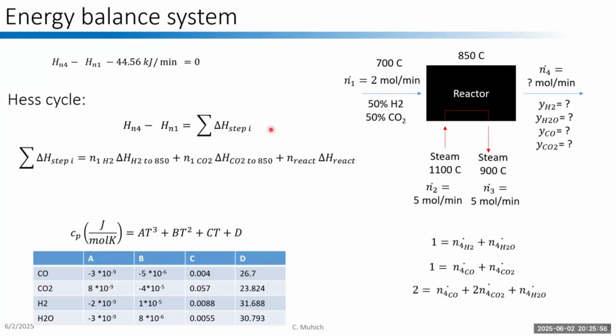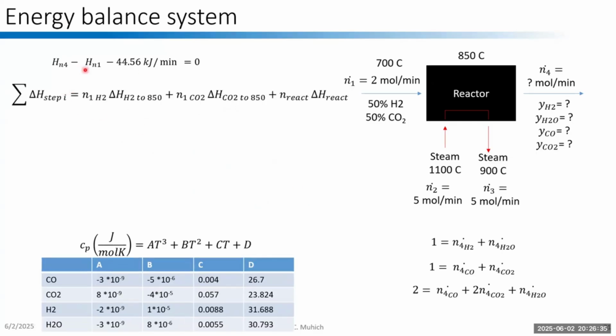So how we can write this is, for simplicity, I'm going to assume that we just heat up the hydrogen first from 700 to 850. Then I'm going to heat up the CO2 from 700 to 850. And then finally, I'm going to undergo my reaction, which is going to release or consume heat. So we have three components to this part of my energy balance, and we're going to tackle each of these pieces one at a time.